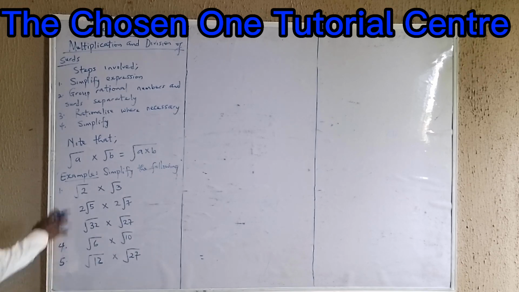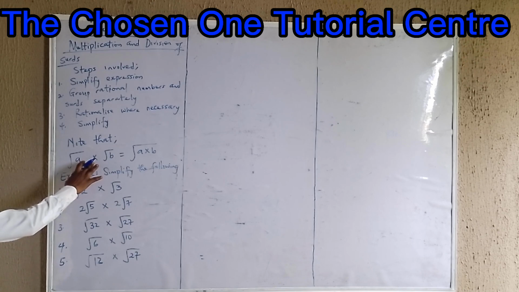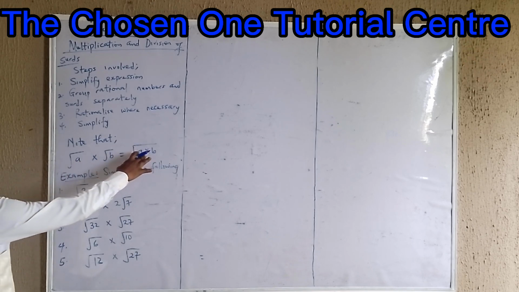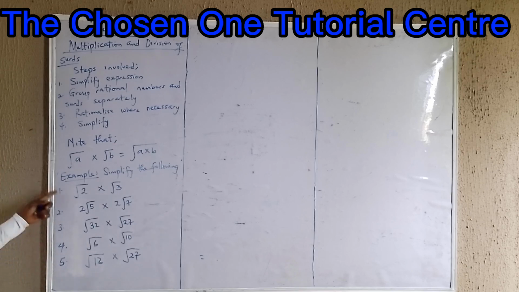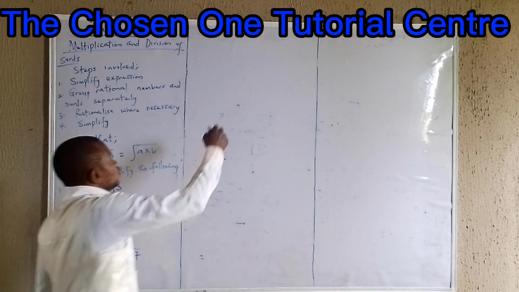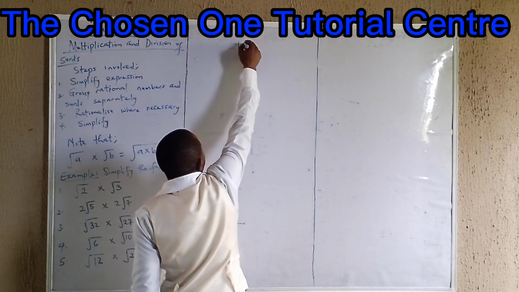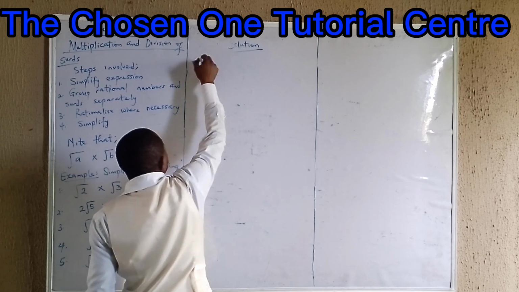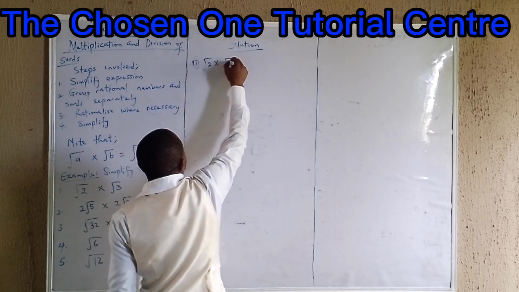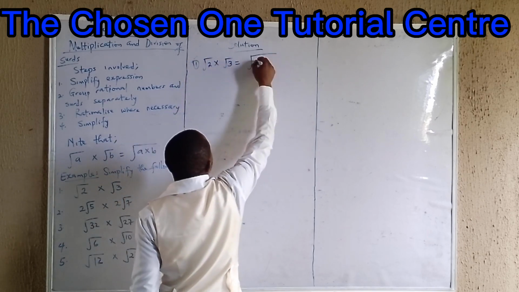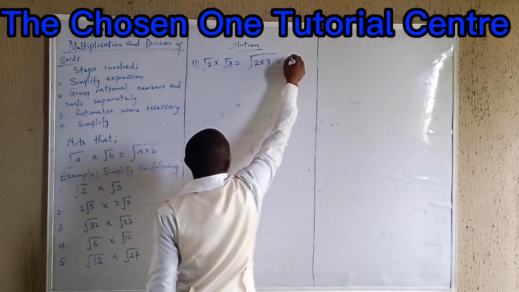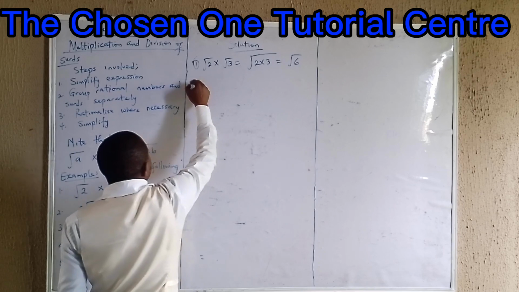Please note that root A times root B is equal to root A times B. So let's solve this example. Simplify the following. Number one, we have root 2 times root 3. This will give us root 2 times 3, and that will give us root 6.